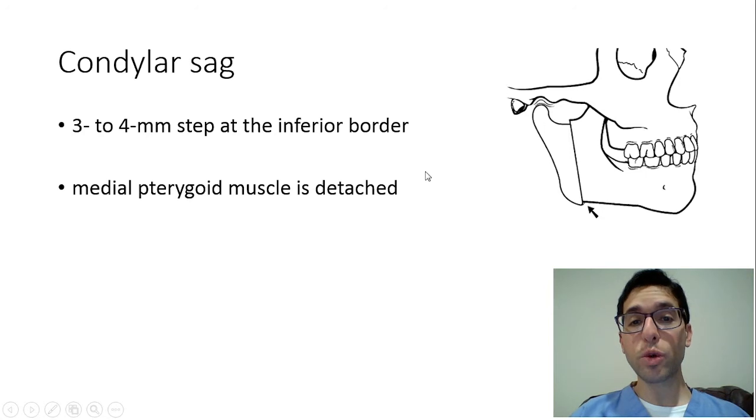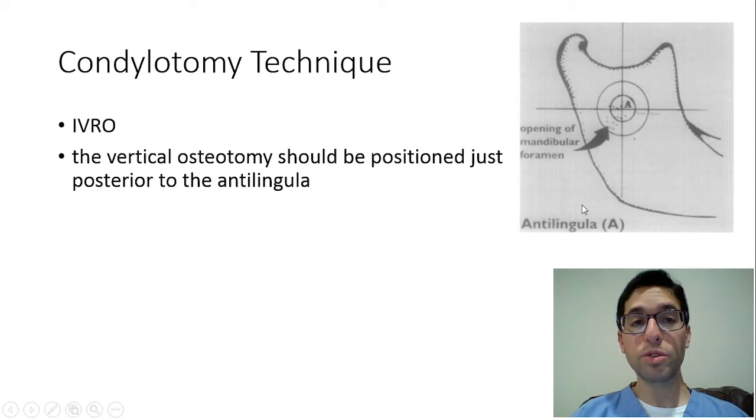Then they may ask you a question, how can you control the amount of condylar sag? The answer is by stripping the medial pterygoid. So the more you strip, the more condylar sag you induce. In terms of the technique, it's very similar to an IVRO. There is one important anatomic term or site to be familiar with. That would be the antilingula.